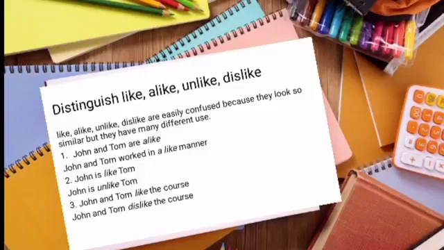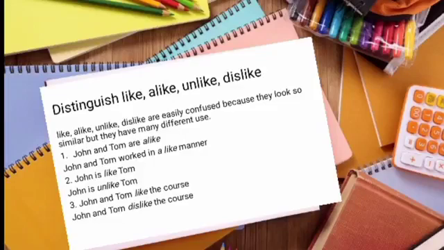Okay, continuing to the next example. John is like Tom. John is unlike Tom. Actually, in the first example, the preposition like is followed by the object Tom. It means that Tom and John are similar. In the second example, the preposition unlike is followed by the object Tom. It means that Tom and John are not similar.